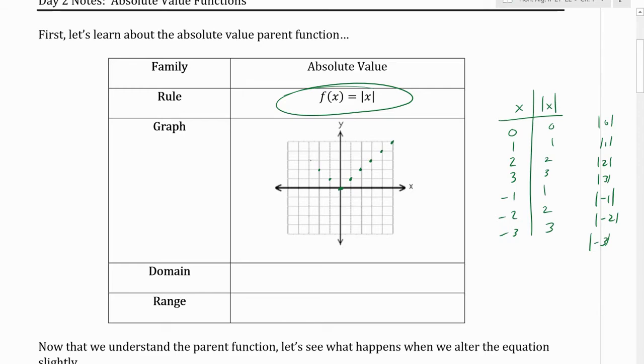If we had written that down, which we didn't, but I think you got the hang of it. An absolute value looks like a big V.